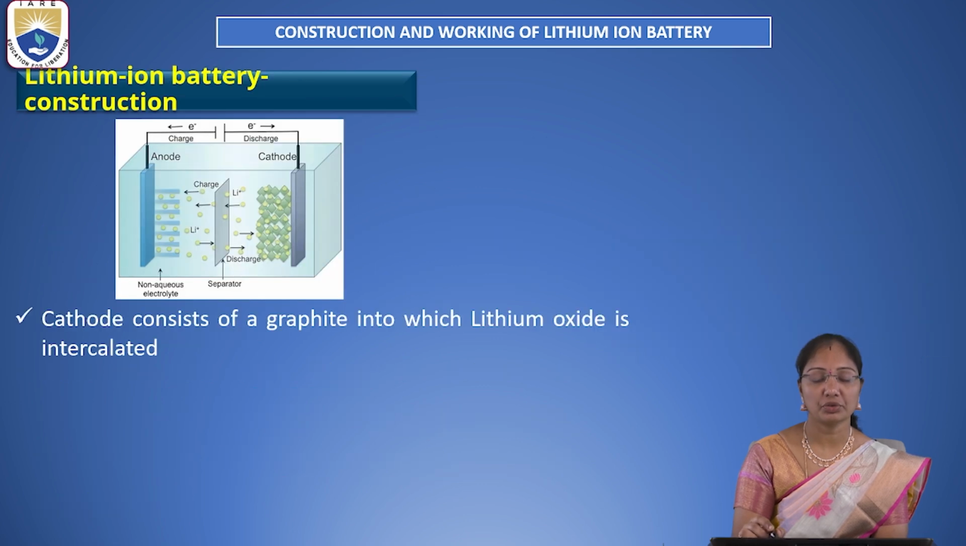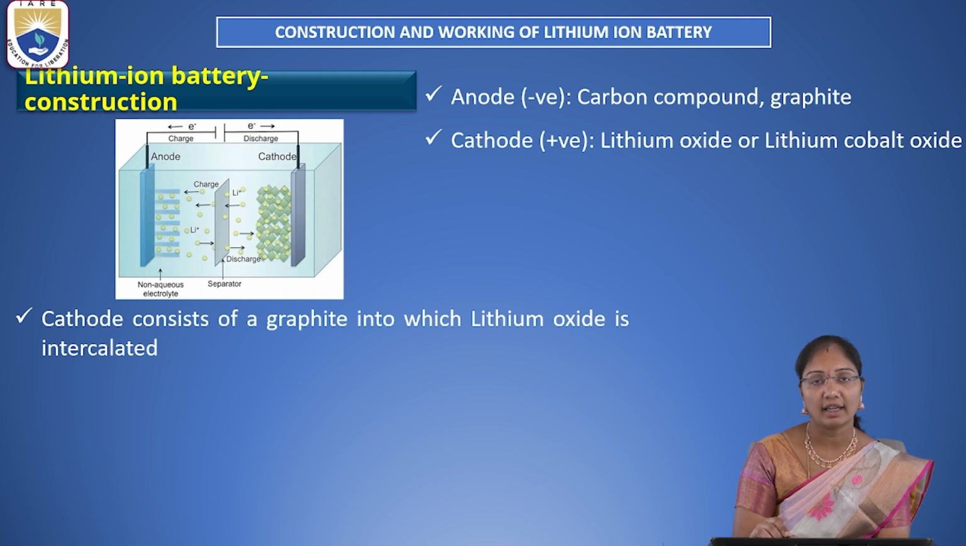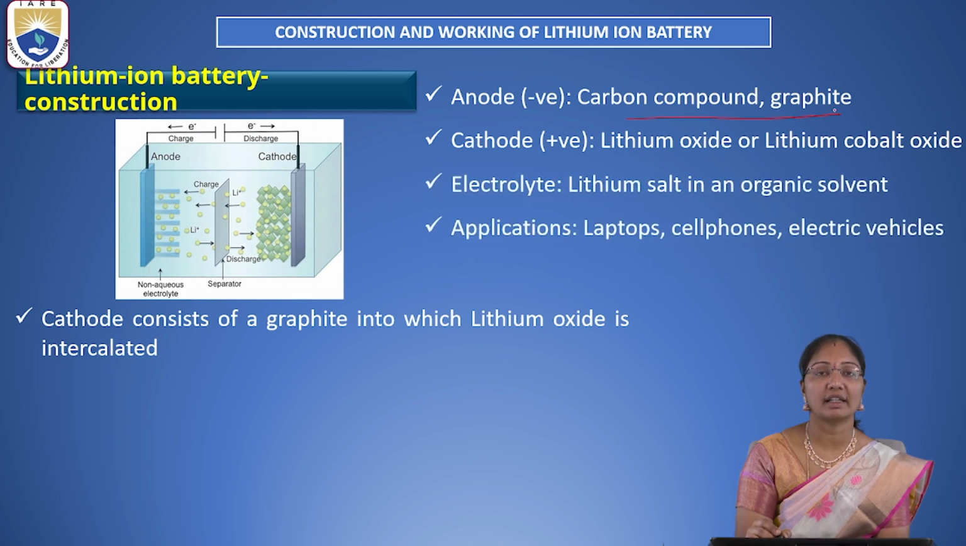Coming to the construction of the lithium ion battery. Like other batteries, the anode, cathode and electrolyte are present in this type of battery too. Here the anode is a carbon compound or graphite, and the cathode, the positive terminal, is lithium oxide or lithium cobalt oxide. Coming to the electrolyte, a lithium salt is dissolved in an organic solvent, which we use as the lithium solvent electrolyte.